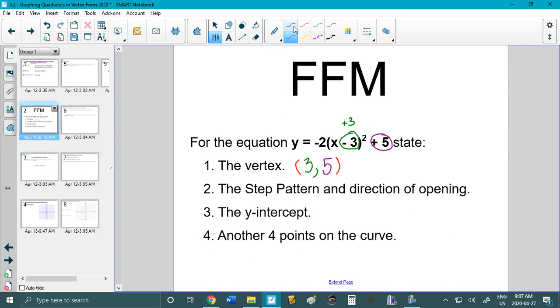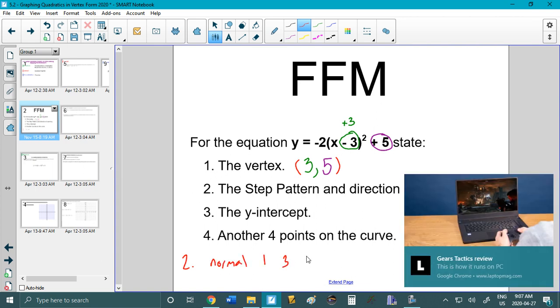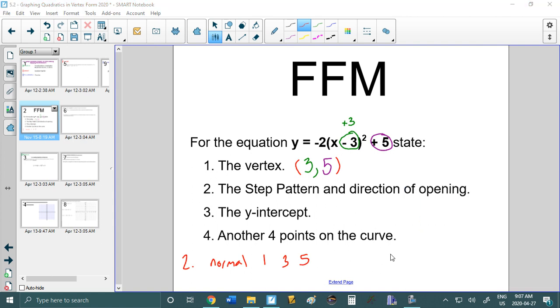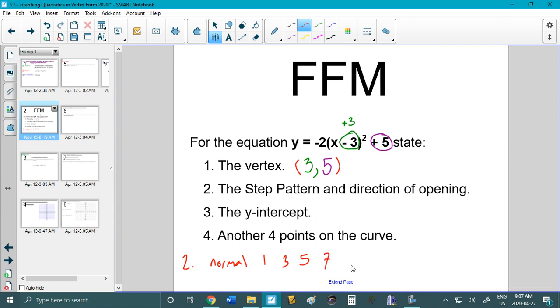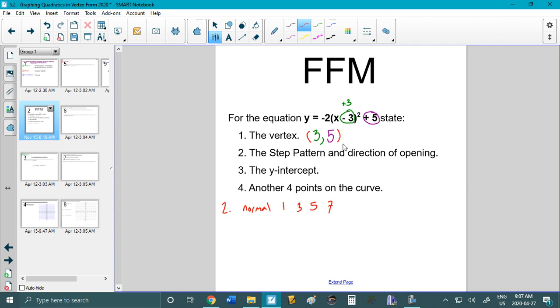Okay. So to get the step pattern, number 2, the normal step pattern is 1, 3, 5, 7, 9, 11, 13, 15. You can just keep going. And this happens when a equals 1. In our case, a equals -2.